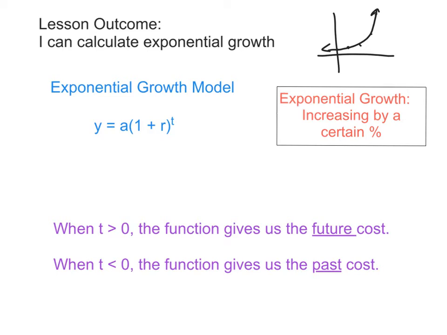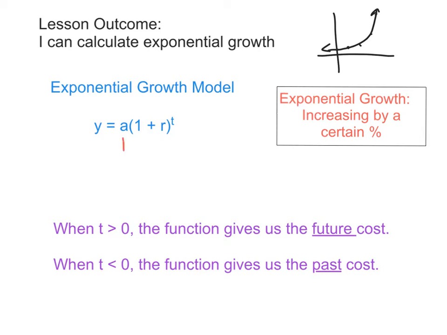Now remember, exponential growth means that the function is increasing by a certain percentage. That's different than linear growth, because linear growth increases by a constant number value. Now we're increasing by a percentage, so the growth gets larger as it goes on. So y equals a times the quantity 1 plus r raised to the t power.